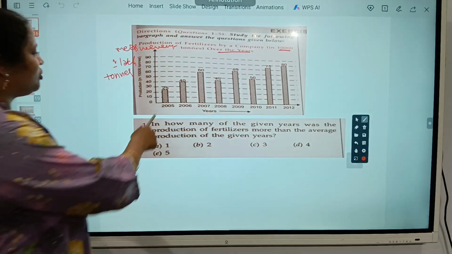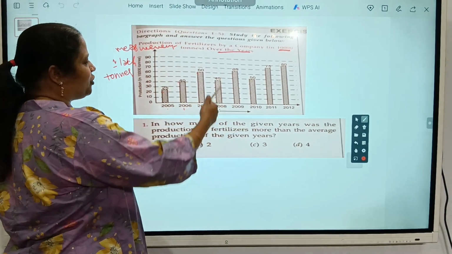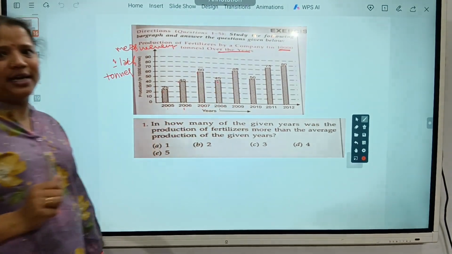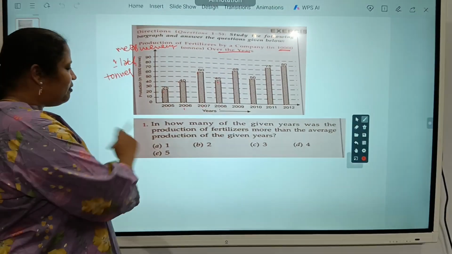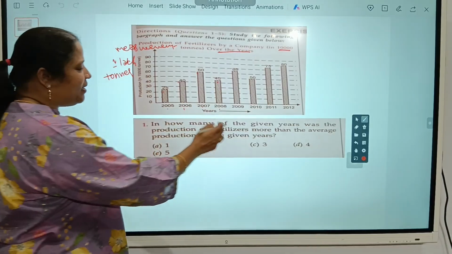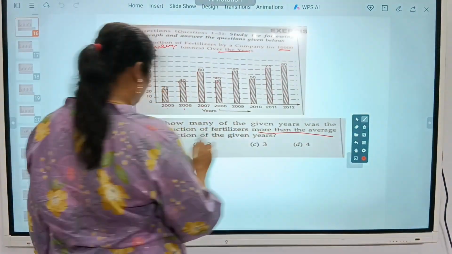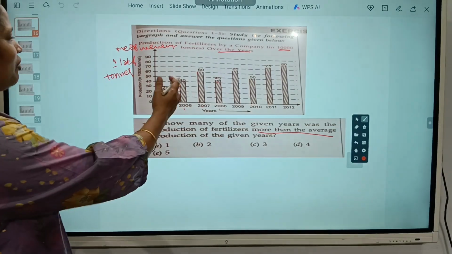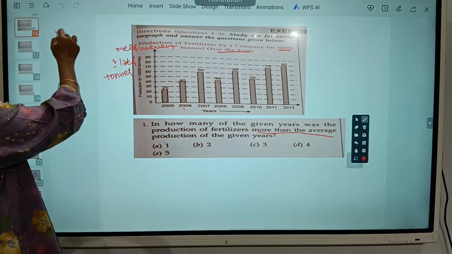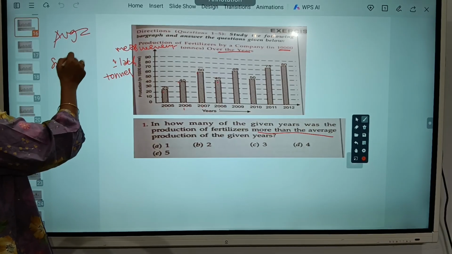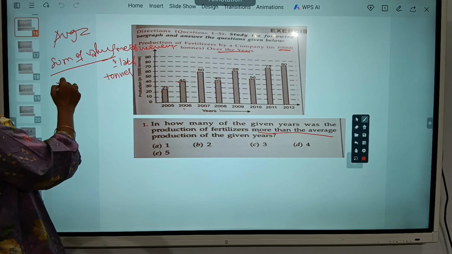So in year 2005 it is 25, 2006 40, 2007 60 lakh tons, 2008 45. Already the values are given in the graph only. We need not calculate again. That is not a problem. So now we will go to the first question of this graph. In how many of the given years was the production of fertilizers more than the average production of the given years? Now we have to find out the average production of all the years. What is the formula for average? Sum of values by number of values.